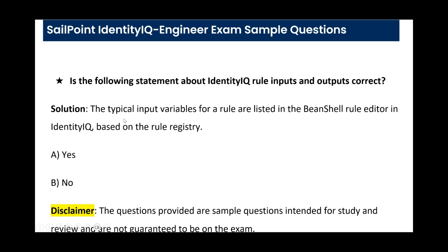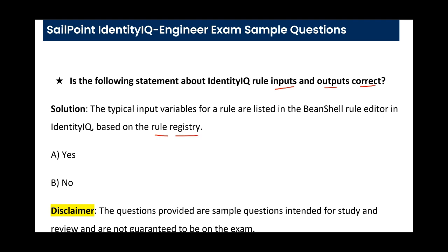So first, what we are trying to ask here. Well, let me take my pen. Is the following statement about Identity IQ rule inputs and outputs correct? Okay, they have given a solution here. They are telling the typical input variables for a rule are listed in a BeanShell rule editor in Identity IQ based on rule registry. Is it true or false?